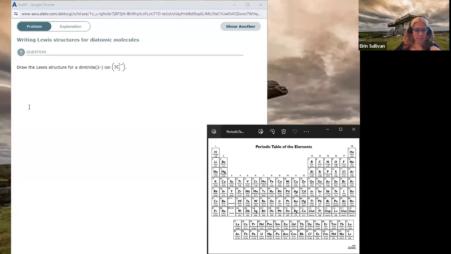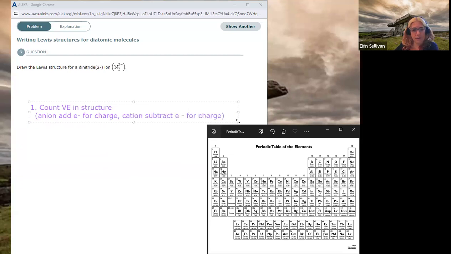So to write the Lewis symbol for any kind of molecule, this is the set of rules that I would recommend going through. Step number one is always to count the number of valence electrons in the structure. Just remember, if it is a polyatomic anion, you're going to add electrons for the charge, because each negative charge is adding an electron. If it's a polyatomic cation, you're going to subtract valence electrons for each unit of charge, because remember, cations have lost electrons. So that is always going to be your first step.